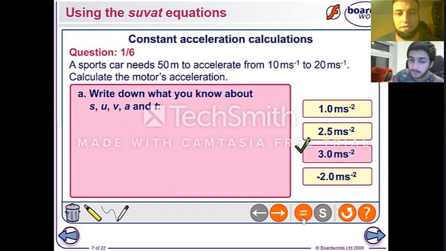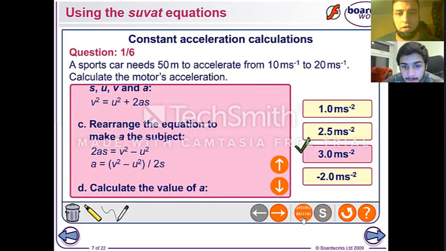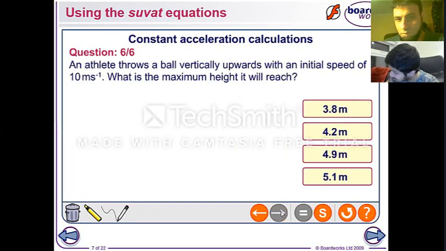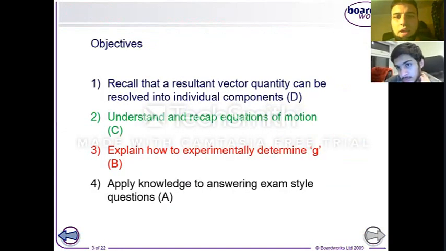The working out is here. So when you go on Google Classroom, if you want to look at the working out, you can see it all here when you press the equal. Yeah, I did that. Perfect. Let's go to the next one. I got 5.1 meters. 5.1? Yeah. Okay, good. So that recap sorted. I think you've understood this topic. Therefore, I think you've understood the equations of motion.